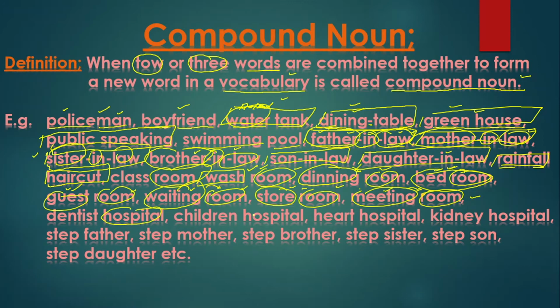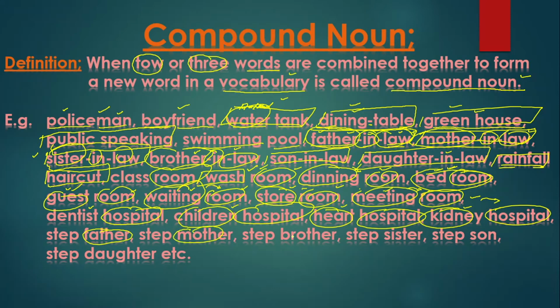After that, see, hospital. Now, hospital, where the people are treated. Now, with the same hospital, if you put any sort of word, the meaning totally changes. If I say dentist hospital, where the teeth are being treated. And children hospital, where only the children are treated. Ear hospital, where only the ear patients are being treated. In the same way, kidney center or kidney hospital, where only kidney and bladder patients are being treated.